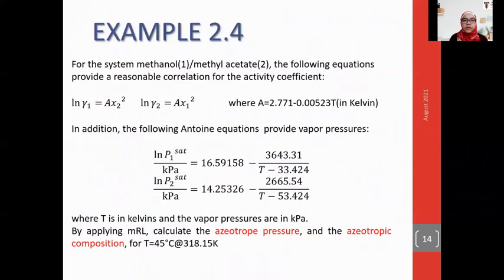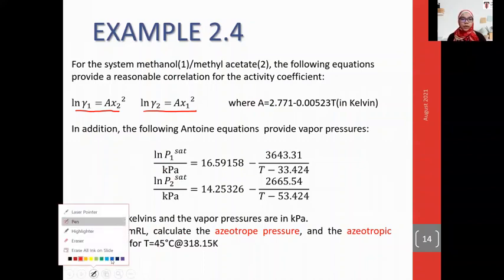Okay, we have a binary system, and our first example 2.4. The component one is methanol and the second component is methyl acetate. The following equation provides a reasonable correlation for the activity coefficient. Okay, this is the general correlation that we have learned. It gives the correlation for A here, and in addition, the following Antoine equation is also given for both species. By applying the modified Raoult's law, calculate the azeotrope pressure and azeotrope composition for T also given.